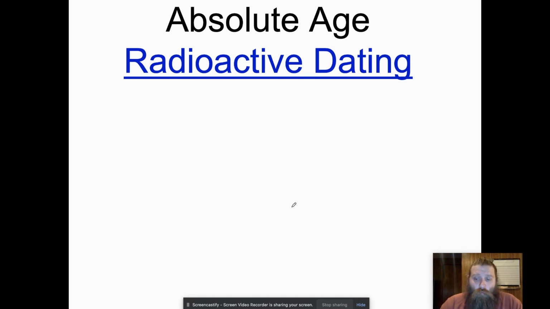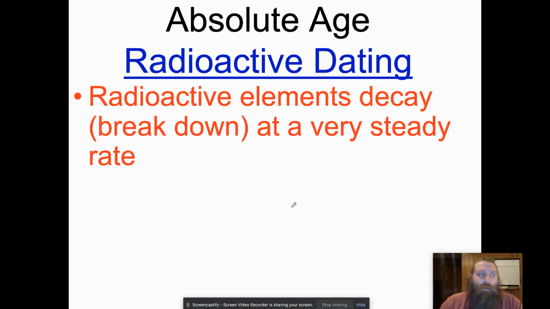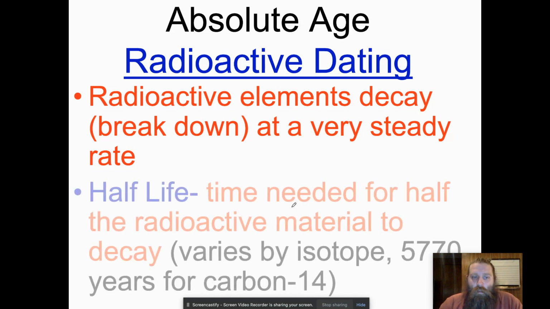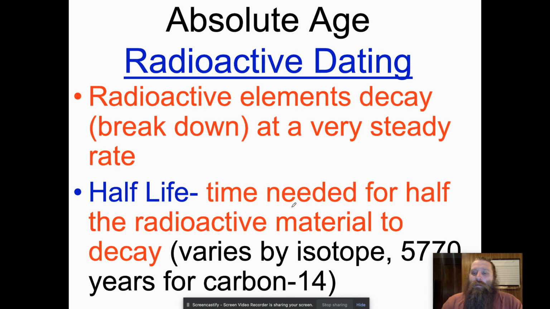Not radiocarbon dating. You can use radiocarbon dating, but radioactive dating is just using radioactive isotopes in order to date something. And here's how we do that. We know that radioactive elements break down at a steady, constant rate. And we know the half-life needed for those radioactive elements to break down. And so what is the half-life?